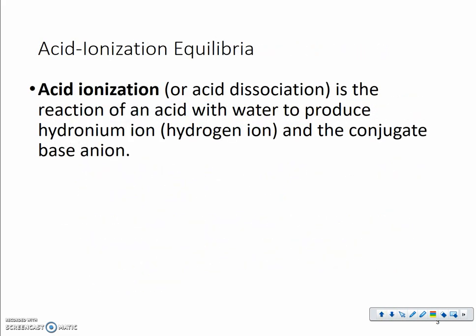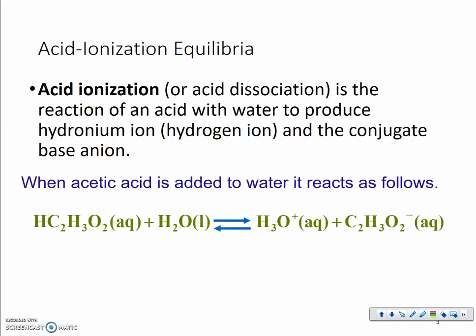So acid ionization or dissociation is when your acid reacts with water to produce your hydronium ion, which is your H3O+, which we can also just say is equivalent to the hydrogen ion. We can sort of shorten it, and the conjugate base.